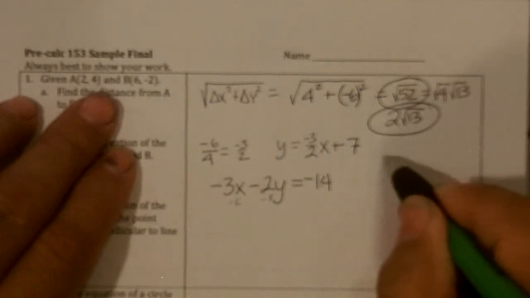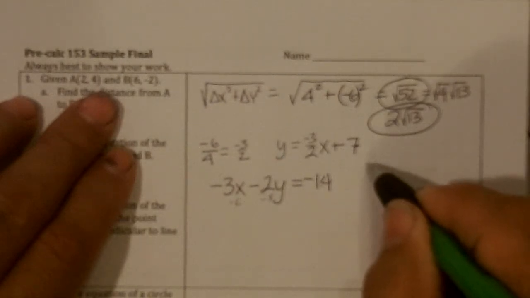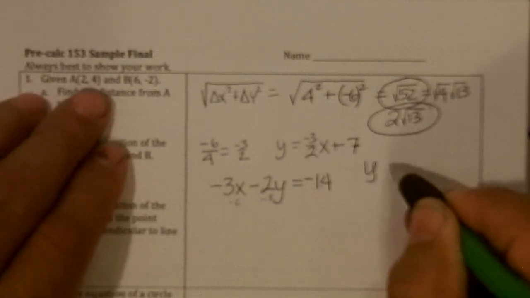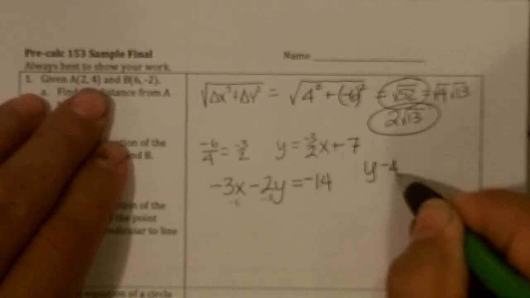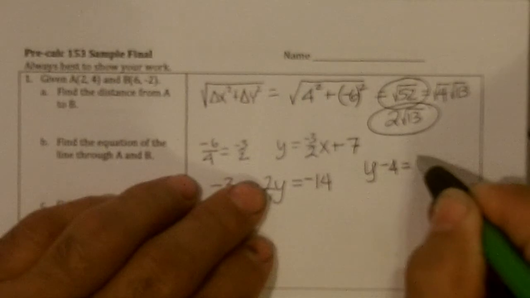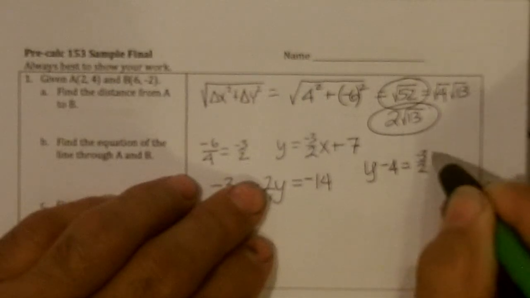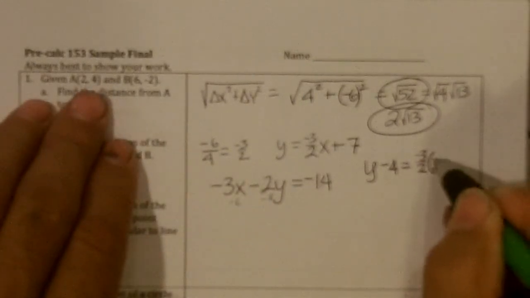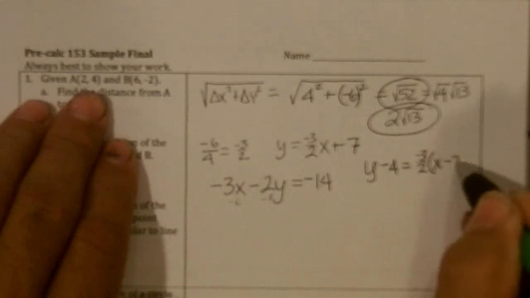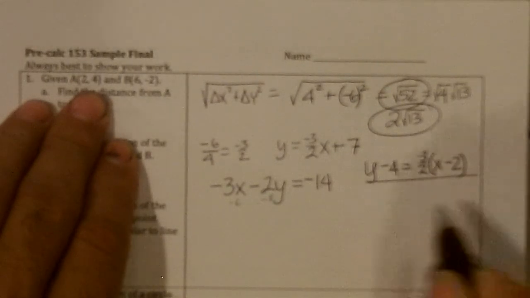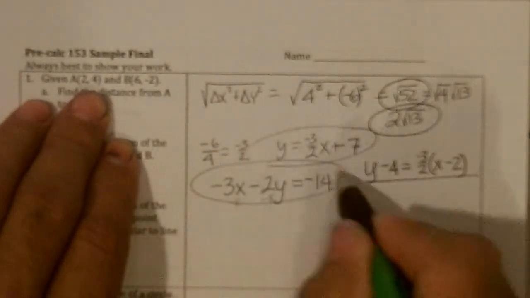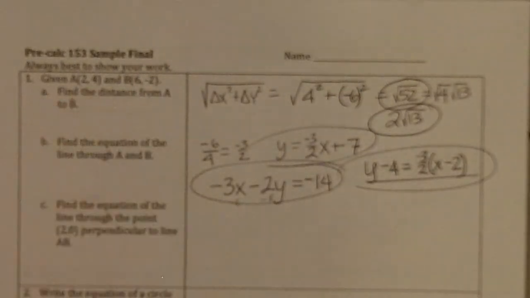Or you could use the point slope form. Y minus a y point, 4, equals slope, negative 3 halves, times x minus the x point. That would have worked. So there's all three possibilities.